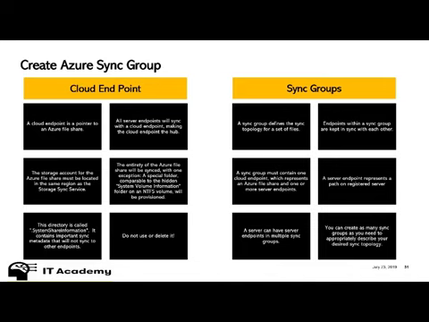A sync group must contain one cloud endpoint, which represents the Azure file share, and one or more server endpoints to allow these devices to connect. A server endpoint represents a path on a registered server. Servers can have endpoints in multiple sync groups. We can create as many sync groups as we need, depending on our desired synchronization topology.